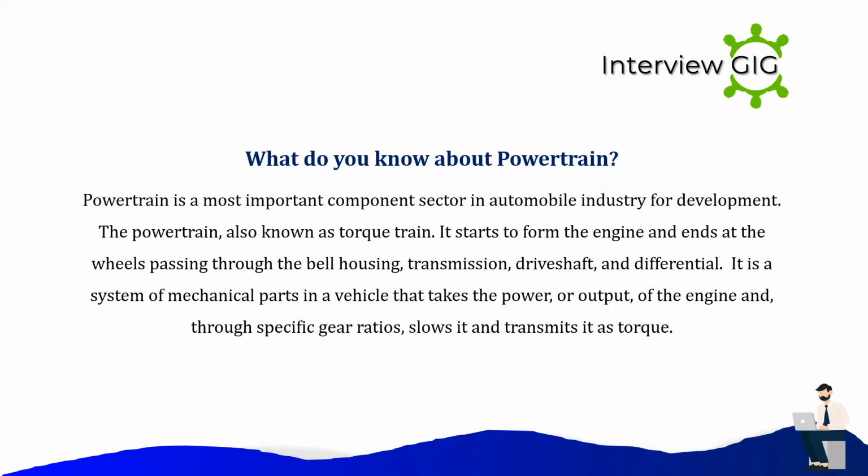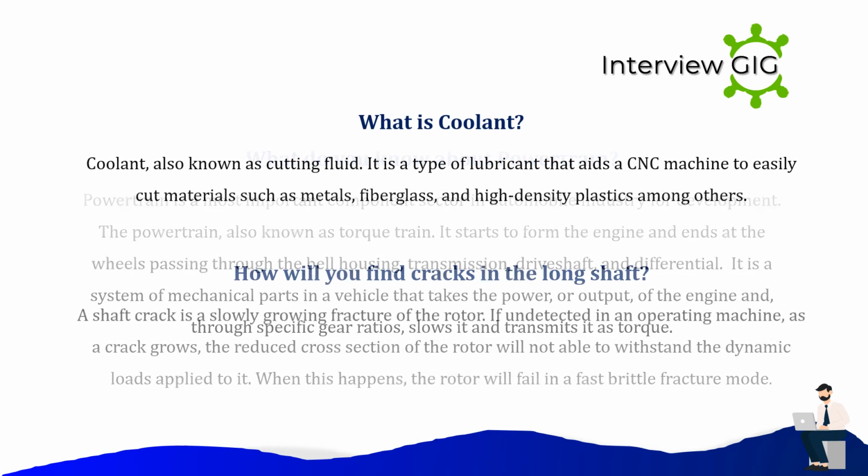It starts from the engine and ends at the wheels, passing through the bell housing, transmission, drive shaft, and differential. It is a system of mechanical parts in a vehicle that takes the power, or output, of the engine and, through specific gear ratios, slows it and transmits it as torque.